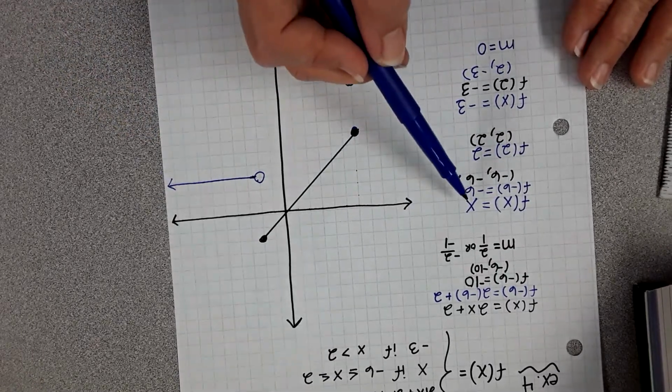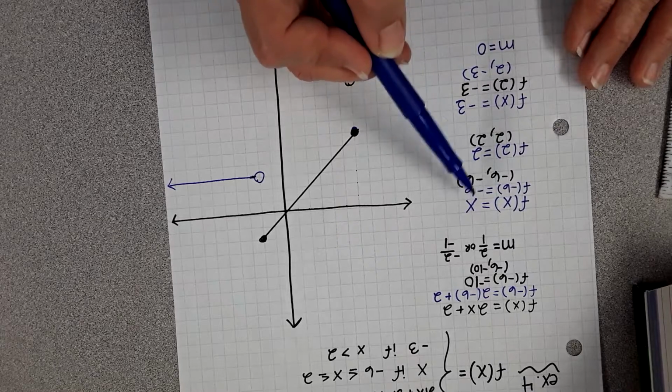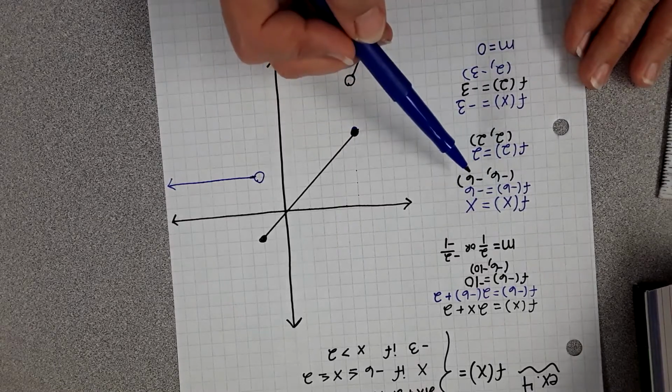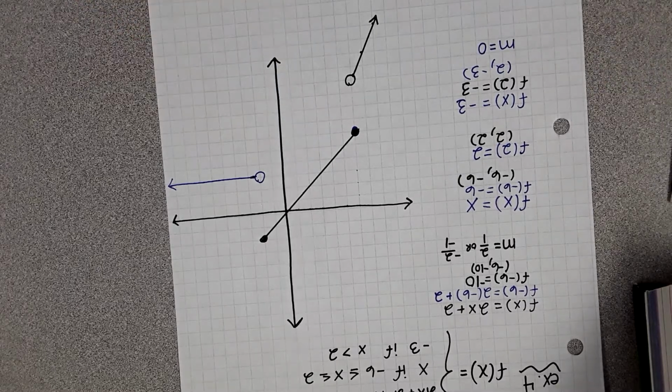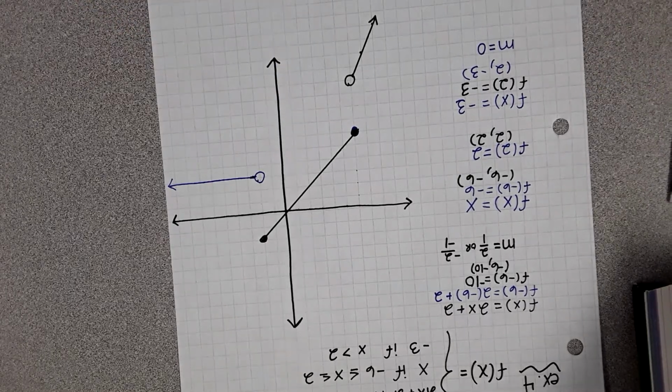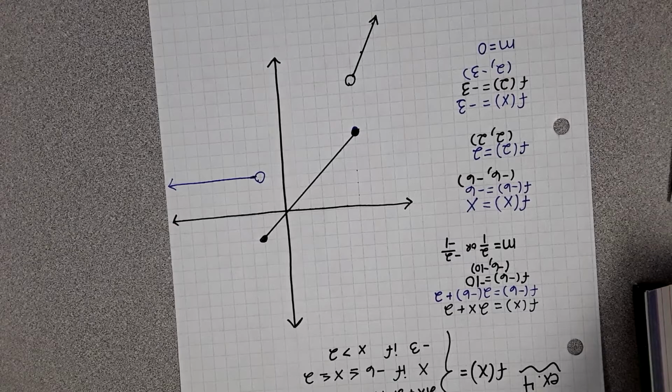Why did I not worry about the slope for the middle line, the middle piece? Because there's 2 parts. Yeah, there's 2 parts. There's 2 endpoints, so I didn't have to worry about that. Okay, so that's how you graph it. Now, what do we have to focus on? The domain.